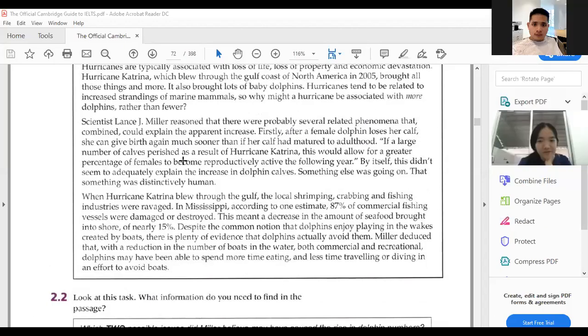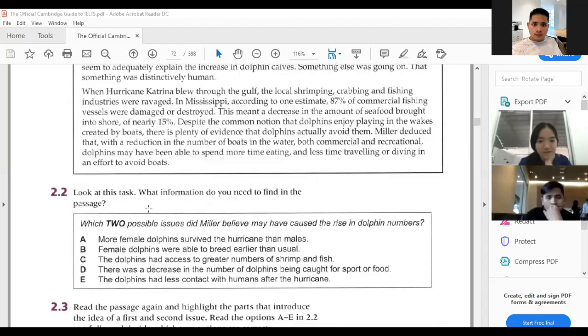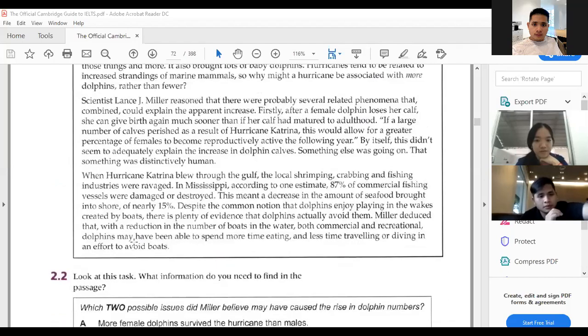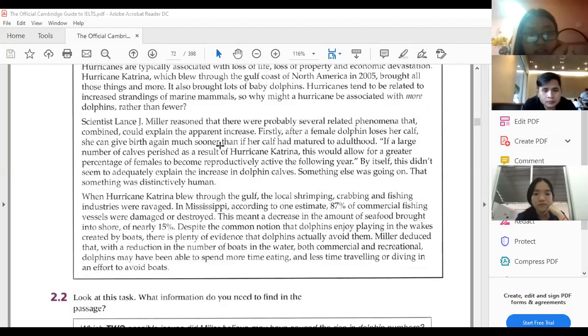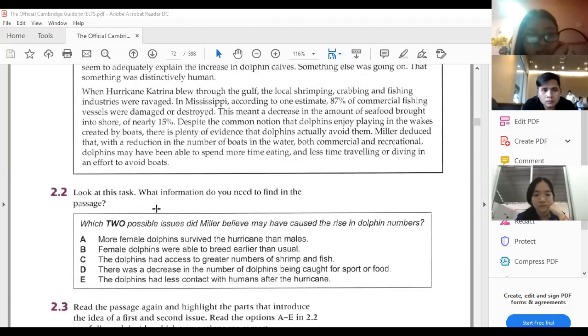I don't think so. I think B. Okay, B, let's see. Female dolphins were able to breed earlier than usual. So where can we get B on? What sentence, what line, what paragraph gives you B? Line number 3, paragraph number 2. Okay, line 3, paragraph 2, right here. So she can give birth again much sooner than if her calf had matured to adulthood. Very good. So B is one of the answers. One more. What's the answer?